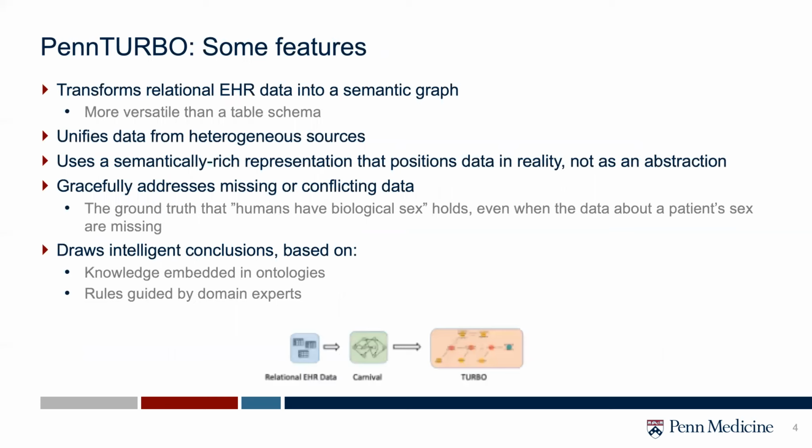So here are some features of PennTURBO. It transforms relational EHR data into a semantic graph, which is much more versatile than a table-based schema. TURBO unifies data from heterogeneous sources and uses a semantically rich representation that positions data in reality, not as an abstraction. It gracefully addresses missing or conflicting data so that the ground truth that humans have biological sex holds, even when the data about a patient's sex are missing. And it draws intelligent conclusions based on knowledge embedded in ontologies and rules guided by domain experts.